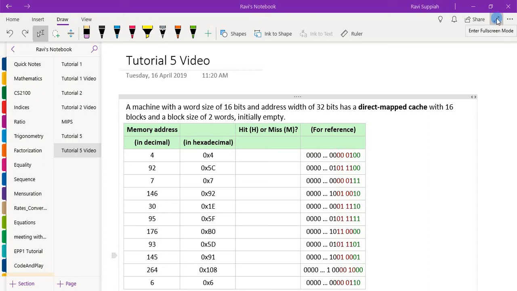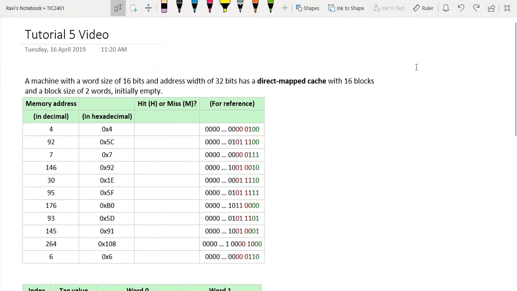Hi, we are now going to review the tutorial file, which is the cache design. So in this question, as you can see, we have a machine with a word size of 16 bits, and address width of 32 bits. And the direct map cache has 16 blocks and a block size of 2 words.